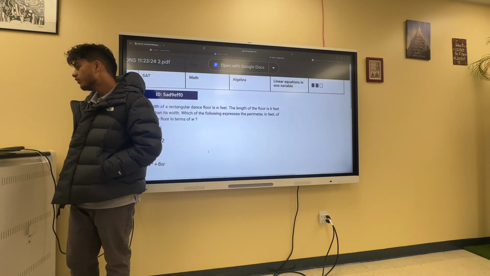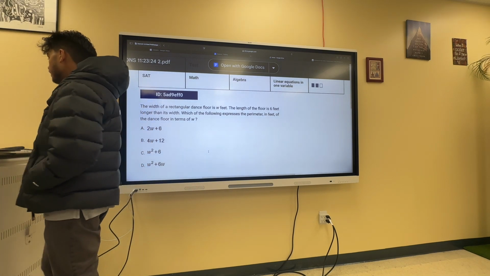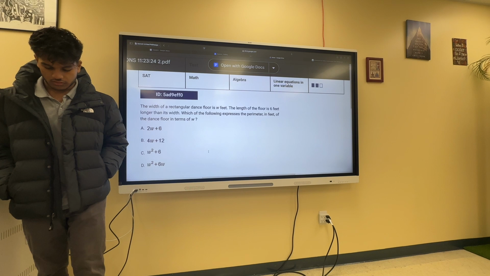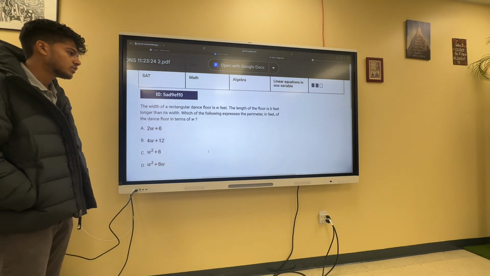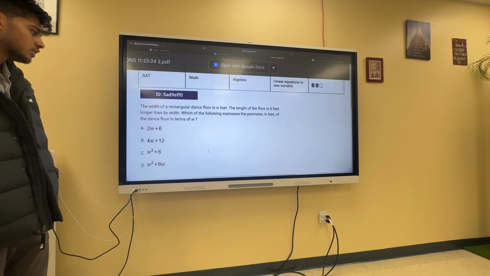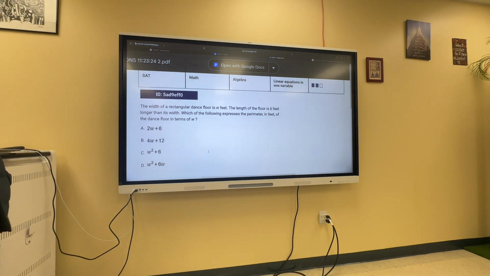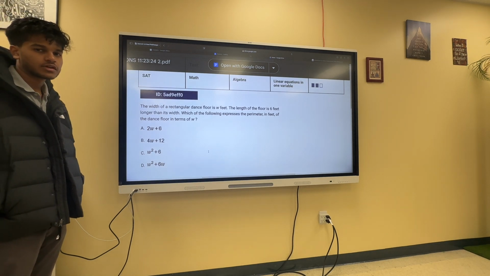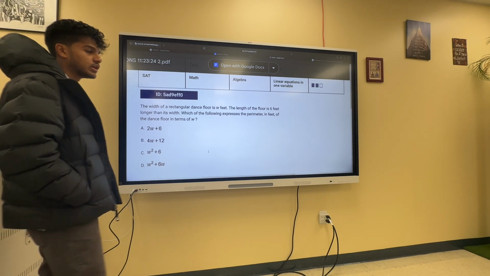Okay, the width of a rectangular dance floor is W feet. The length of the floor is 6 feet longer than its width. Which of the following expressions expresses the perimeter in feet of the dance floor in terms of W? Okay. So this is sort of a geometry question, even though it says algebra. So you gotta make sure you visualize this. The best thing you can do when it comes to a question like this is to just simply draw it out.